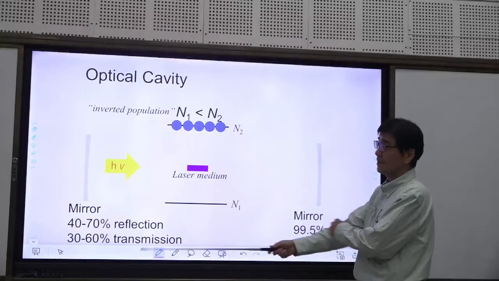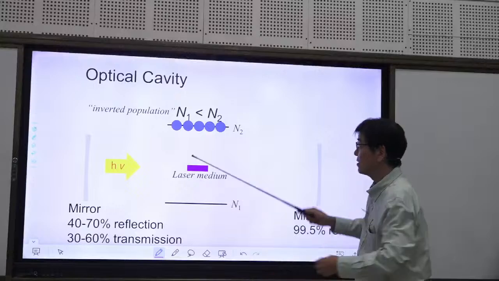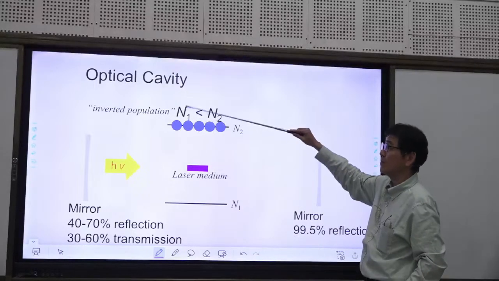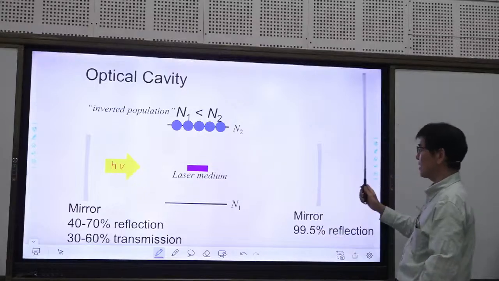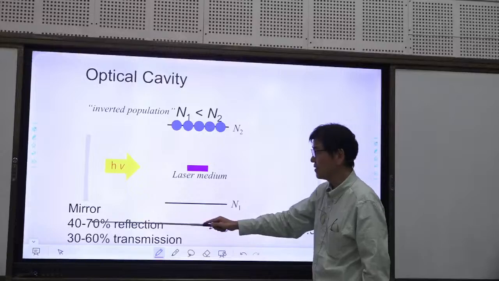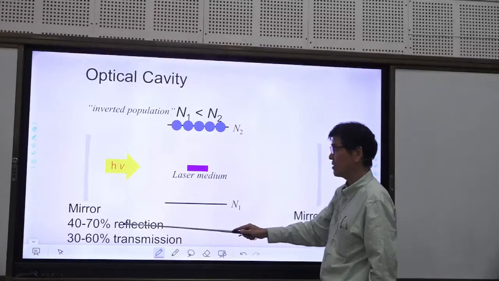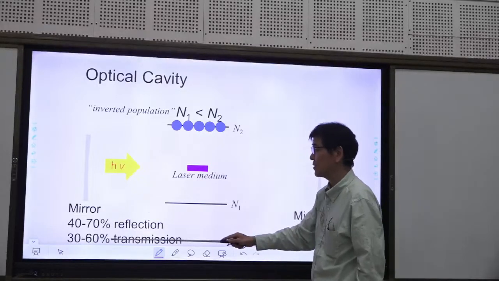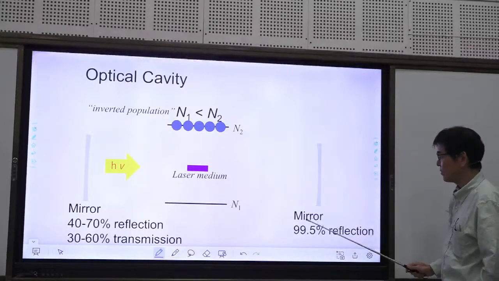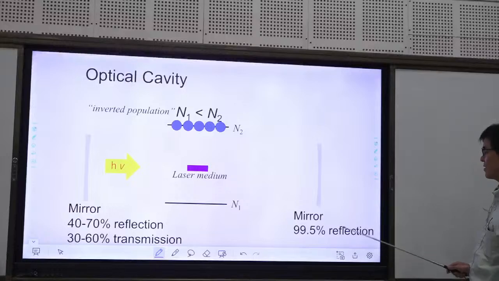Okay, in the real laser, this laser medium, including N1 and N2 inverted population, is flanked by two mirrors. The left mirror is nearly 40 to 70% reflection, 30 to 60% transmission. The right-hand side mirror almost 100% reflects the light.